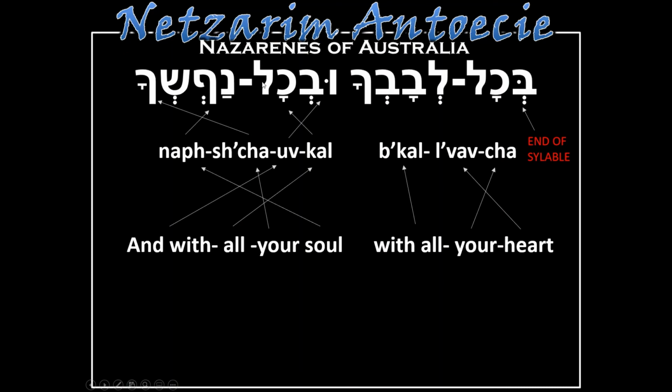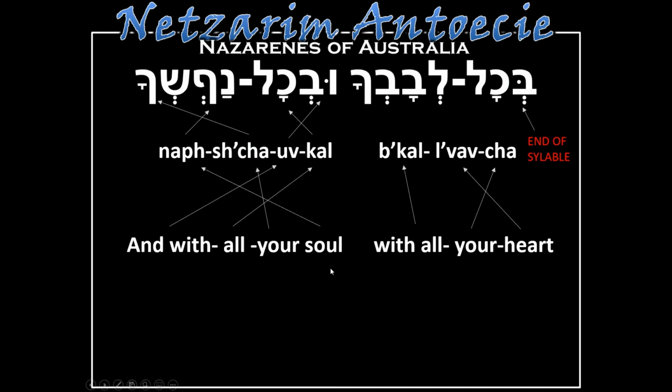Uv, kal, again means all. Nuf, because this is a fey, because it doesn't have a dot in it. Nuf, and this is a sh, cha. Right, so we get nuf, sh, cha. And of course, this part here is this part here, which is uv, kal, which is and withal. And this is your. And the fesh is soul. So putting it all together, and with all your soul.